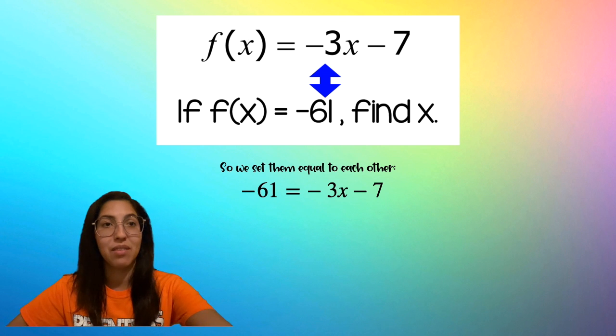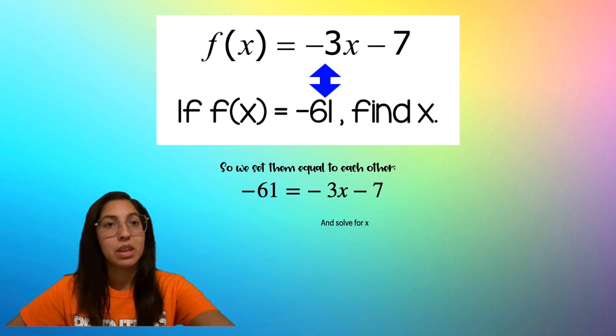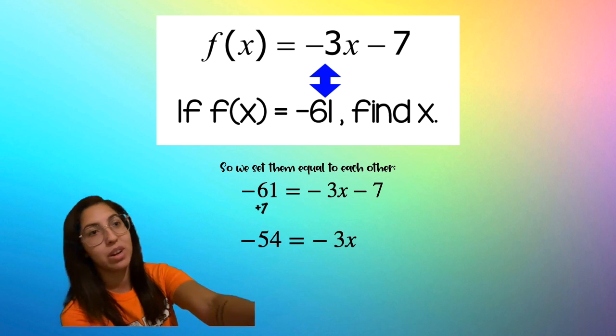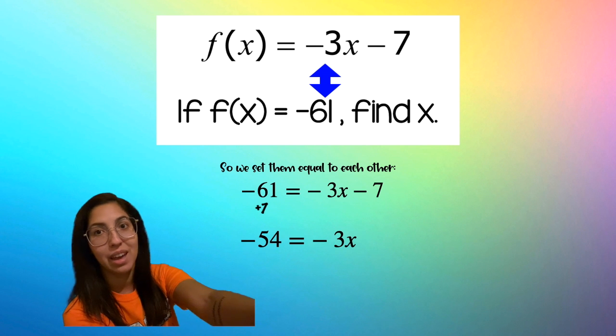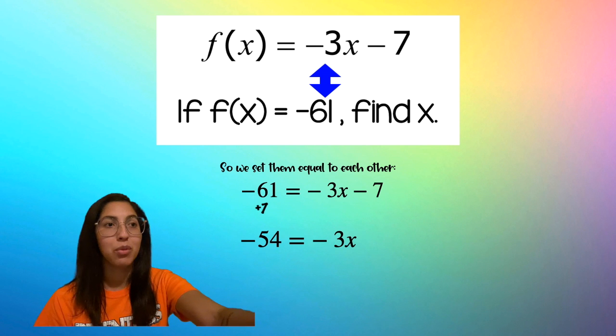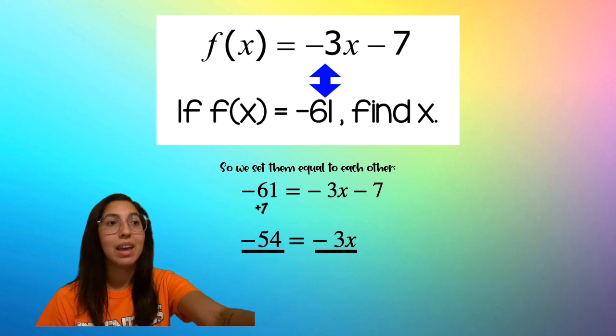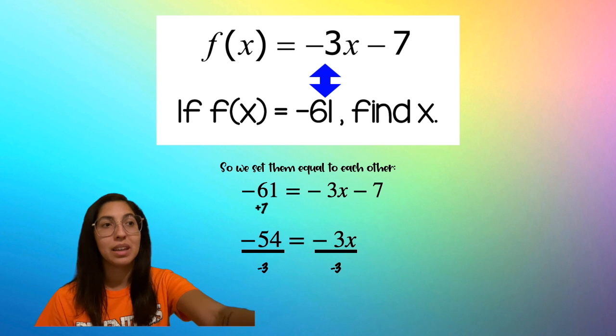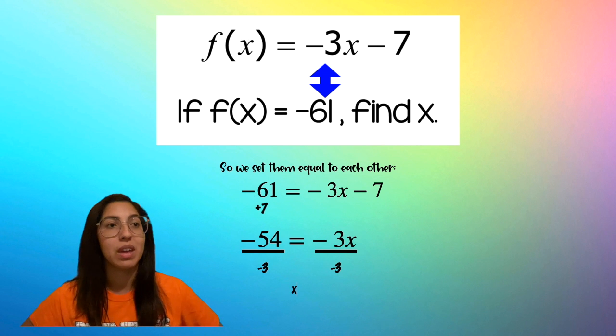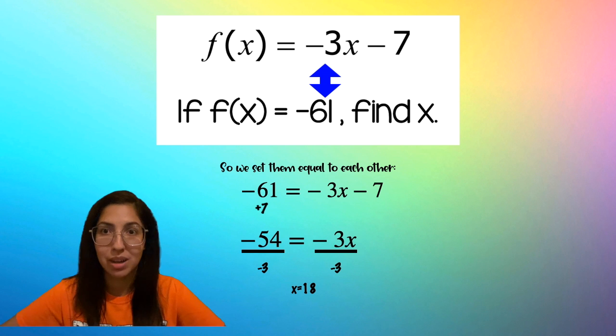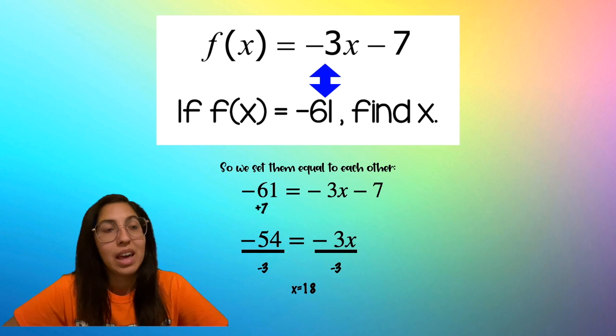So isolating that variable, this little variable right here. First step is to add 7 to both sides. We end up with negative 54 equals negative 3x. And then our last step, of course, is to divide by negative 3 on both sides, ending up with x equals positive 18. And that is it for that.